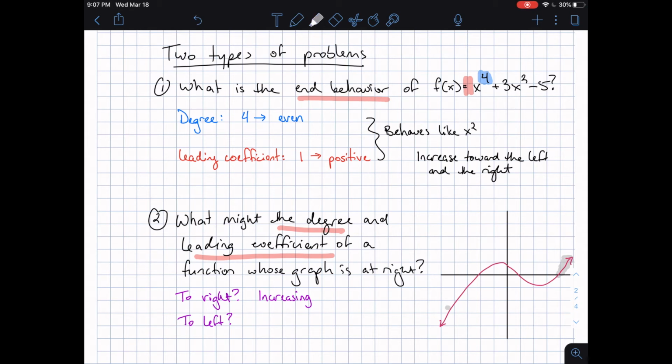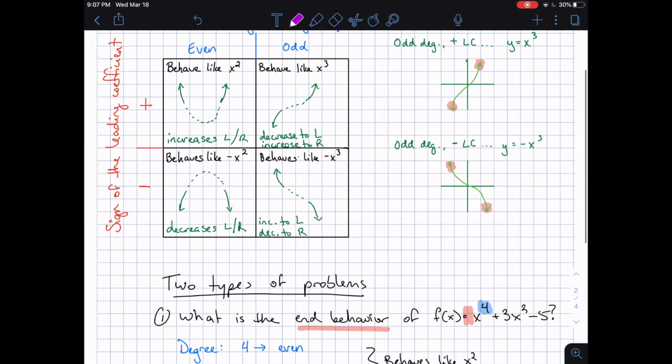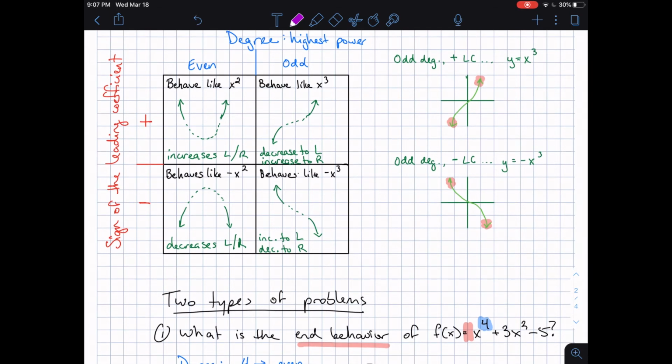To the left, I do the same thing. I look at my end over here. I can see it decreasing on the left. If I go back to my chart, I want increasing to the right, decreasing to the left. So increasing to the right, decreasing to the left. Here it is. Increasing to the right, decreasing to the left.